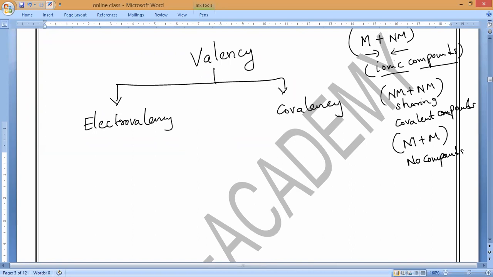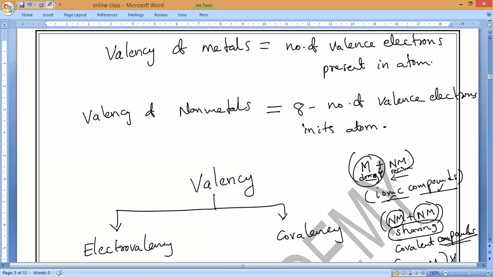Metal plus non-metal. One is donor, another one is receiver. Then they will form ionic compounds. When both are sharing, with no receiving, no accepting, and no donating, that is called covalent compounds. So covalent compounds will be formed by whom, guys? Non-metal and non-metal. And ionic compounds are formed by metal with non-metal. That is what you have to remember.